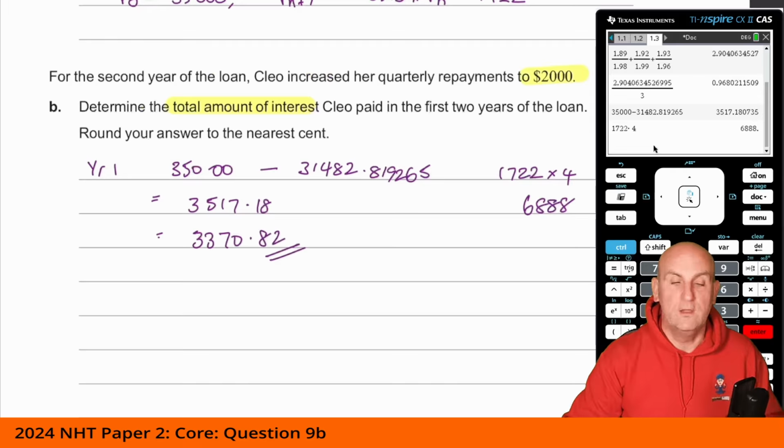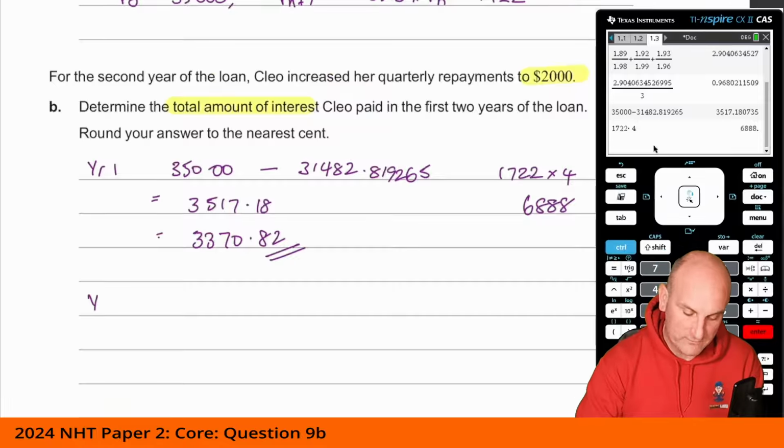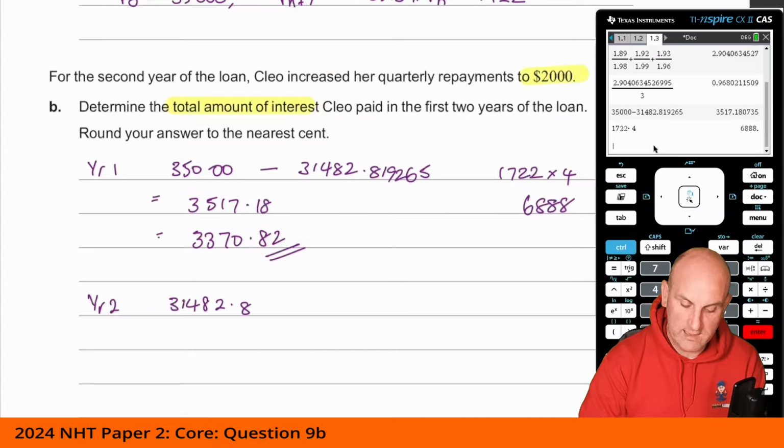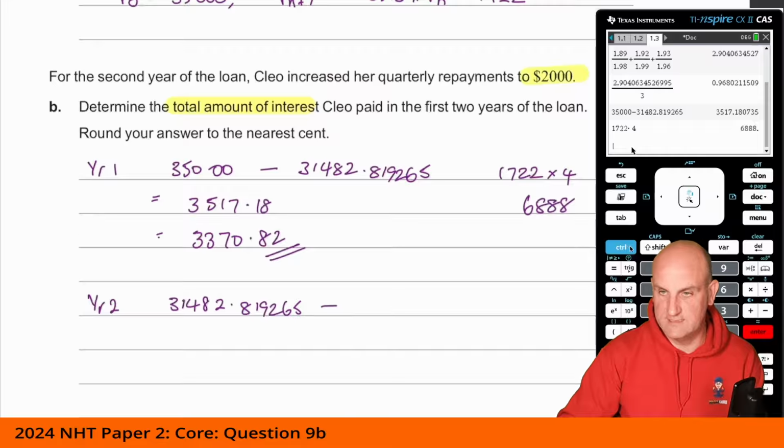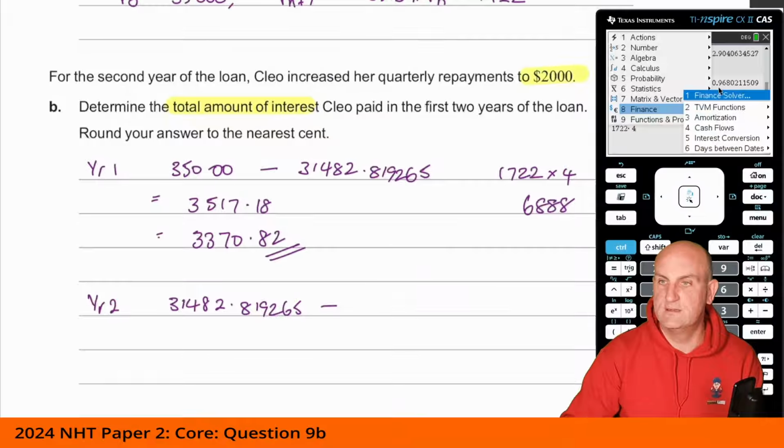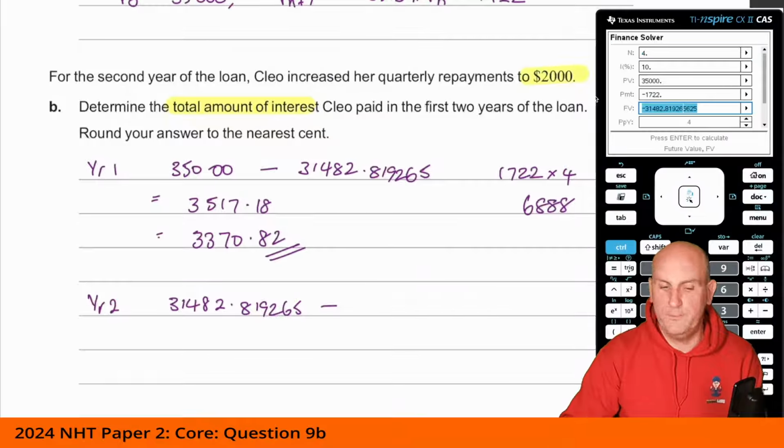And guess what we do? We do the same thing for year 2. Now again, in year 2, she's got an opening balance of 31482.819265. How much is she going to have at the end? So I'm going to go menu, finance, financial solver. I'm going to copy that value. I'm going to do Control and C to copy, and I'm going to put it there. I do Control and V.